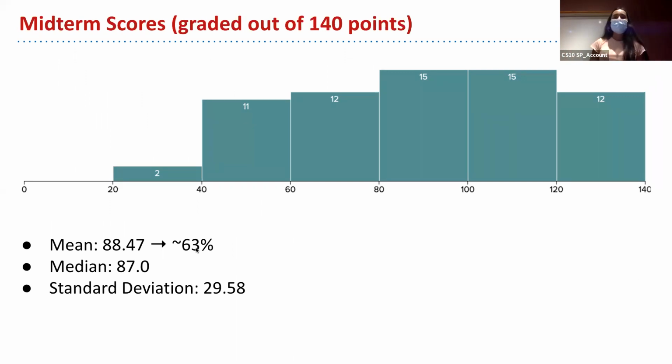This doesn't mean that you failed. Maybe you're used to getting 90s on exams, but it's not anything like that. This is what the histogram looks like, and this is what the average looks like. Is the 87 out of 100 or 87 out of 140? It's 87 out of 140. So the median is 87 or 88, out of 140. I only converted this one, but this one is about 63%.